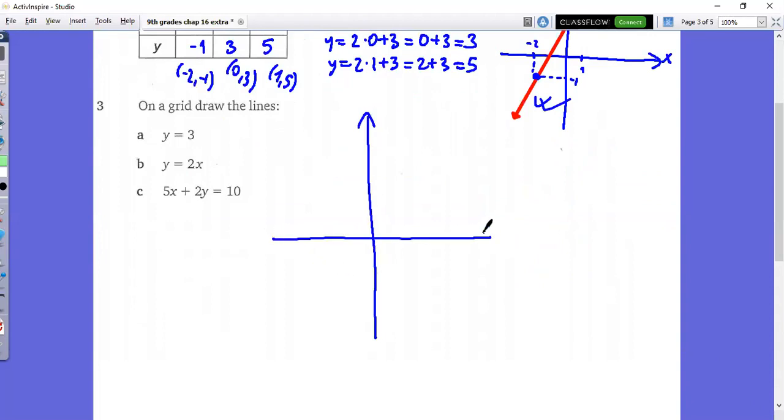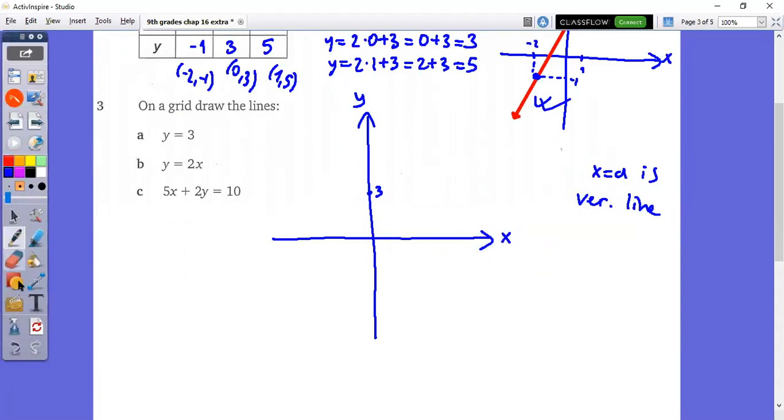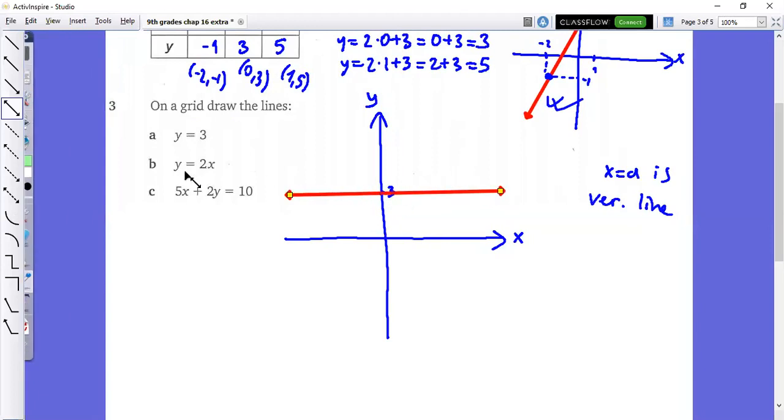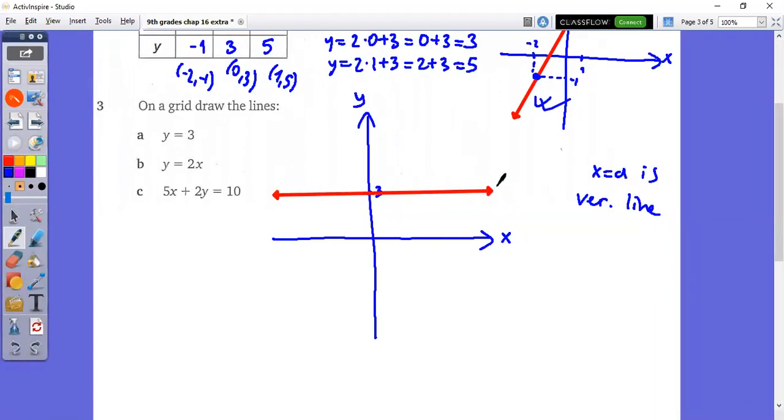y equals 3. Is it a vertical one or horizontal? Remember, x equals a is a vertical line. So that means y equals 3 is a horizontal line passing through 3. This red line is y equals 3.